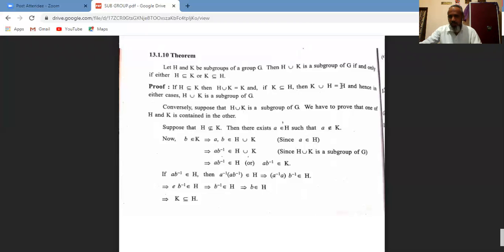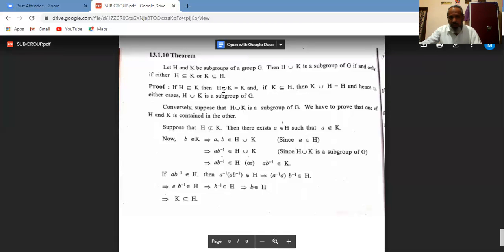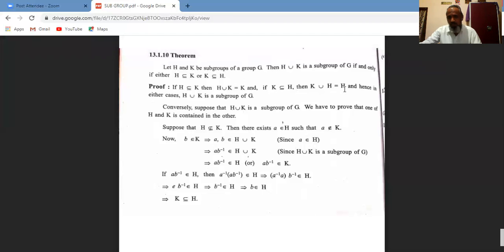K union H is equal to H, or H union K is equal to H, and hence H union K is equal to K. What is K? K is a subgroup. If K is a subset of H, then K union H is equal to H. What is H? H is a subgroup.